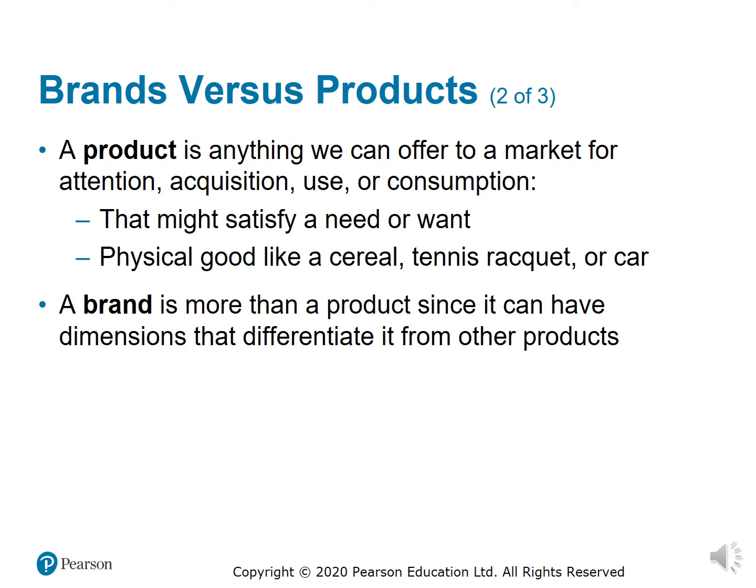Okay, move on to the next page, next slide. Brands versus product. A product is anything we can offer to a market for attention, acquisition, use, or consumption. A product might satisfy a need or want of the consumer, such as a physical good like a cereal, tennis racket, or car. A brand is more than a product since it can have dimensions that differentiate it from other products.